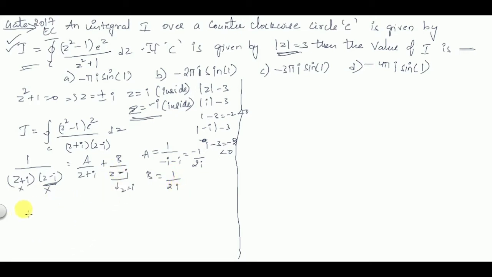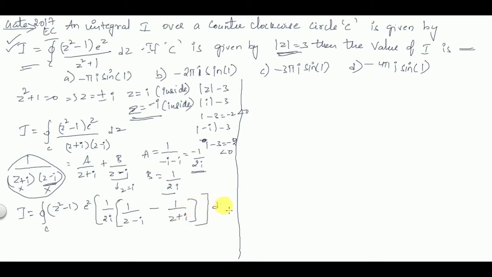So I is equal to the integral over c of (z square minus 1) into e power z into 1 by this total, which is equal to this now. So 1 by 2i you can write outside, because this contains 1 by 2i, and this also contains minus 1 by 2i. So it will be 1 by (z minus i) minus 1 by (z plus i) dz. In place of a we substitute minus 1 by 2i, and in place of b I have substituted 1 by 2i. If you take 1 by 2i as constant, this will be plus, so I have written 1 by (z minus i) first, and this is minus, so I have written it second.